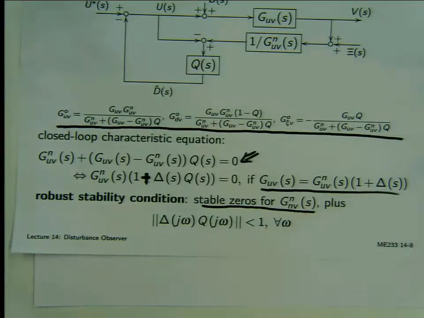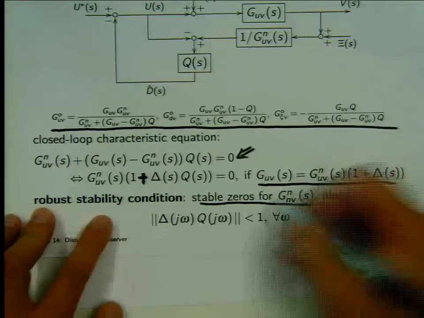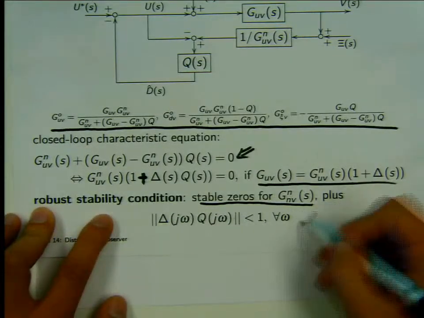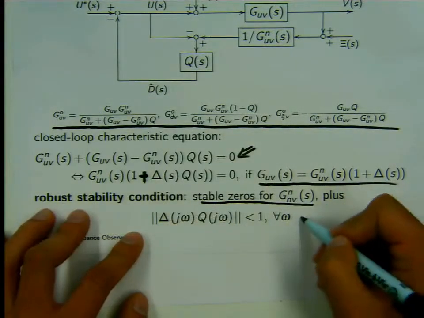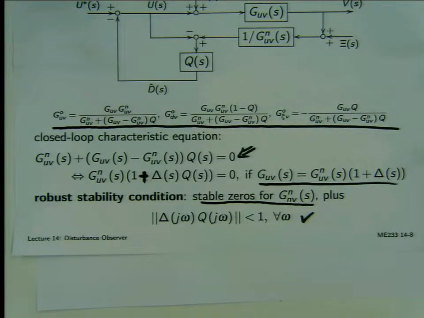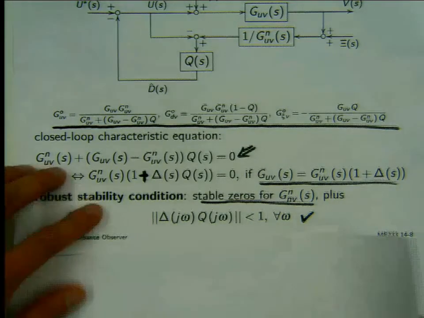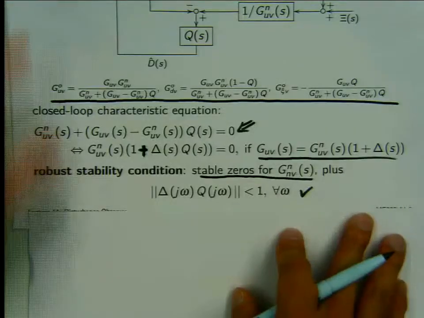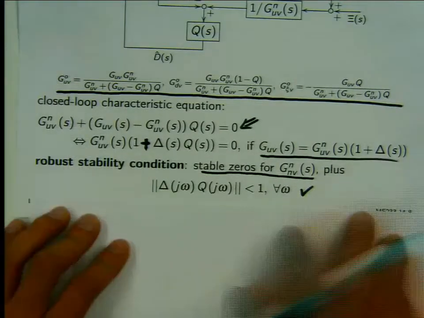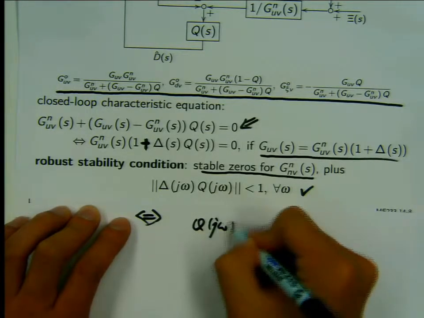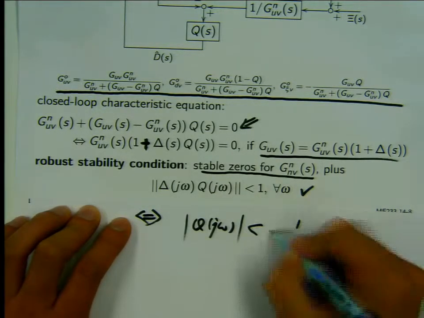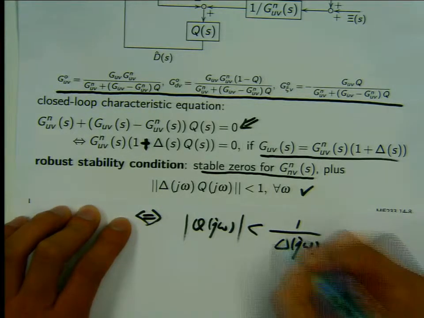Okay, so here are the robust stability conditions. First of all, you have to have stable zeros for the nominal system, and then second, you have to have this inequality of Q. Now let's look at all this equation together and see whether it makes intuitive sense. This is equivalent to the magnitude of Q(jω) being less than 1 divided by Δ(jω).